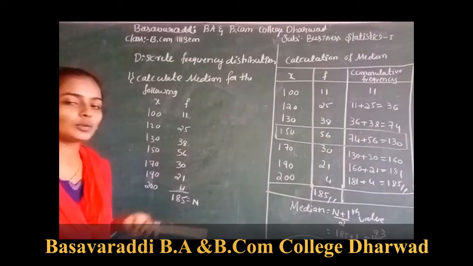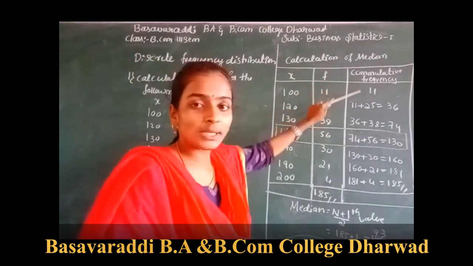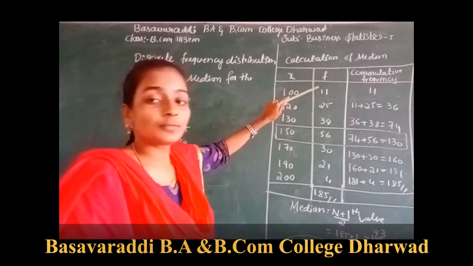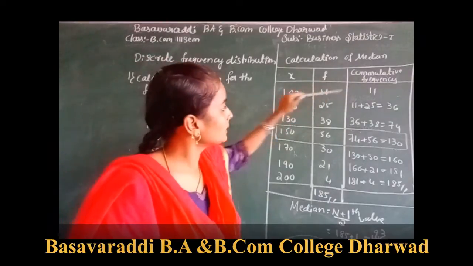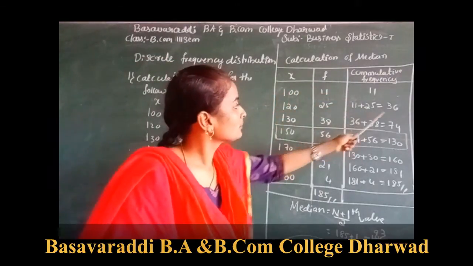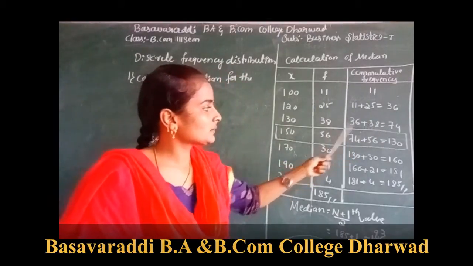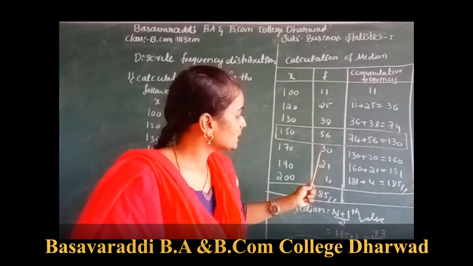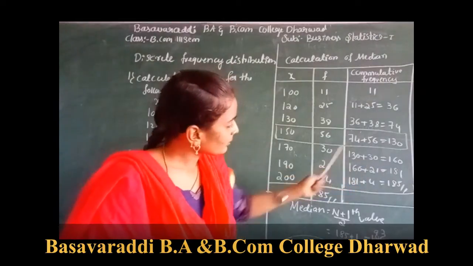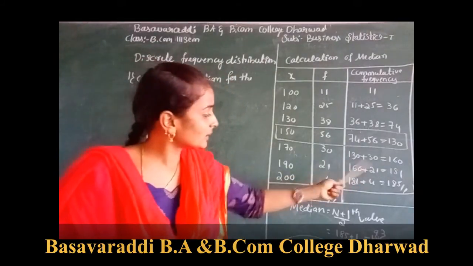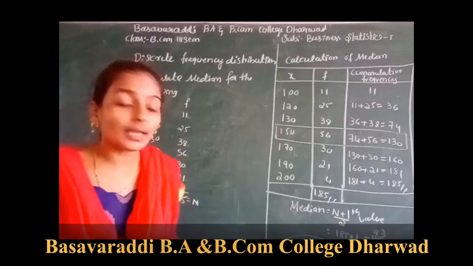Okay, X and F values are given. We have to calculate cumulative frequencies by adding frequencies one by one. 11 plus 25, 36. 36 plus 38, 74. 74 plus 56, 130. 130 plus 30, 160. 160 plus 21, 181. 181 plus 4, 185.